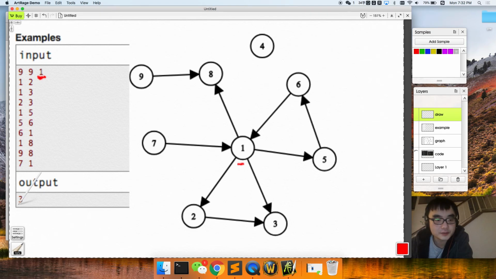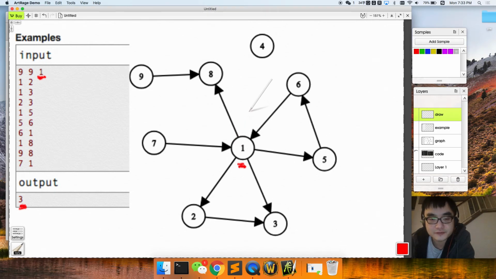And the output here is how many edges we need to add to this graph so that we can reach any node in this graph from the starting node, right? So the output here is 3, right? So after we add 3 edges, we can reach any node from node 1, right?